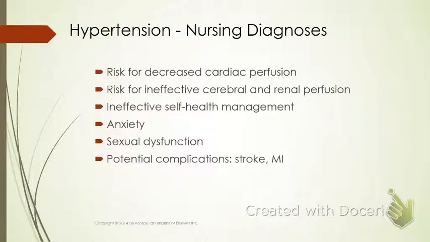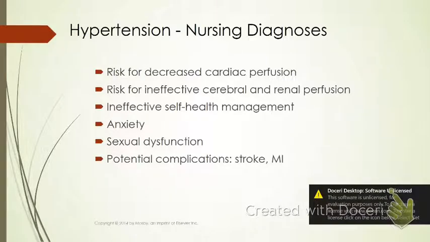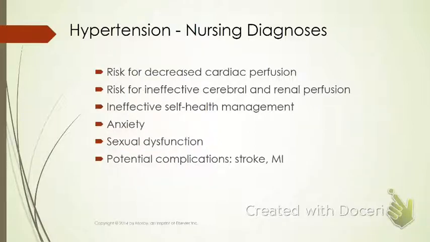If you have 3 patients with the same blood pressure, you're going to prioritize the one that has these things further advanced. These are the worst case scenarios. If they're further down that road towards decreased cardiac perfusion, decreased cerebral and renal perfusion, kidney failure, they're more priority than someone who maybe just is anxious about it because their doctor told them they had it. This just helps you prioritize.